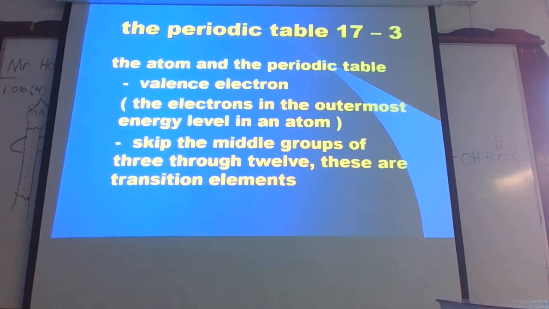And how many would full be? You're right, 8. So either losing electrons to get to 8 or gaining them to get to 8. That's why we go back to you moviegoers.